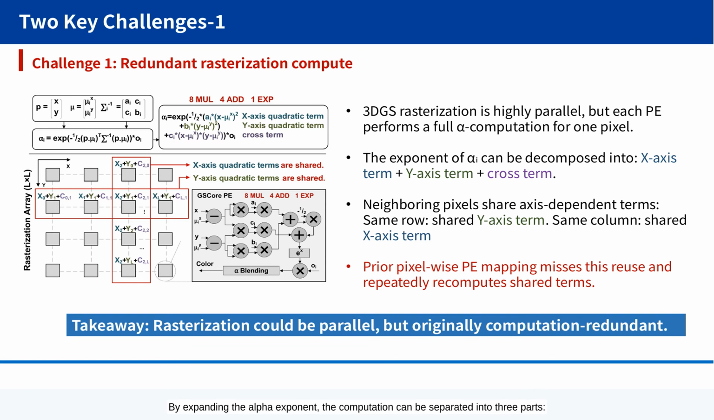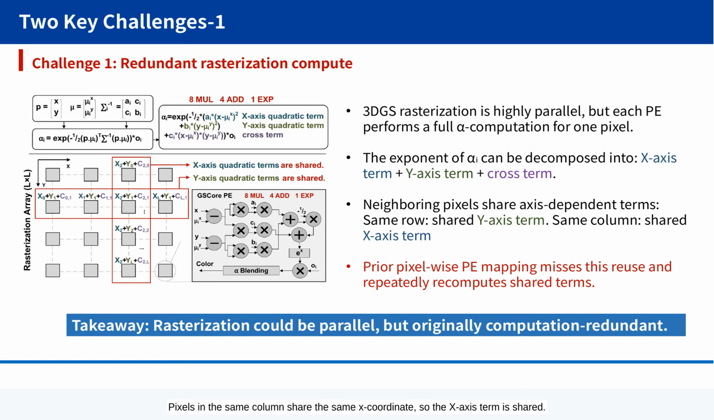By expanding the alpha exponent, the computation can be separated into three parts: an x-axis quadratic term, a y-axis quadratic term, and a cross term. The x-axis term depends on the x-coordinate and the Gaussian center. The y-axis term depends on the y-coordinate and the Gaussian center. The cross term couples the two axes. Within a tile, pixels in the same row share the same y-coordinate, so the y-axis term is shared. Pixels in the same column share the same x-coordinate, so the x-axis term is shared.